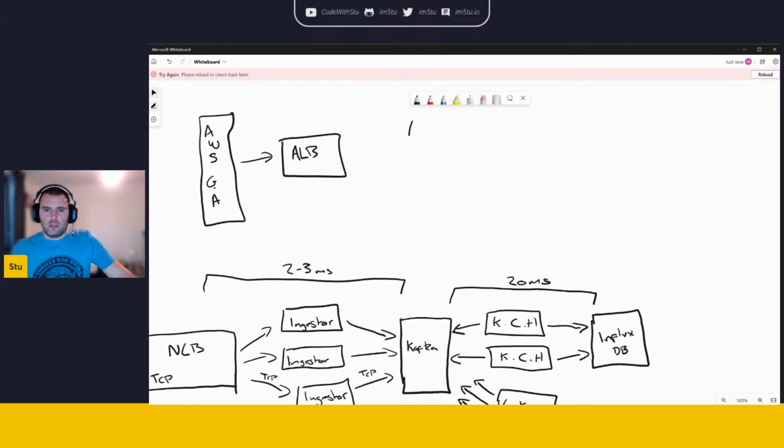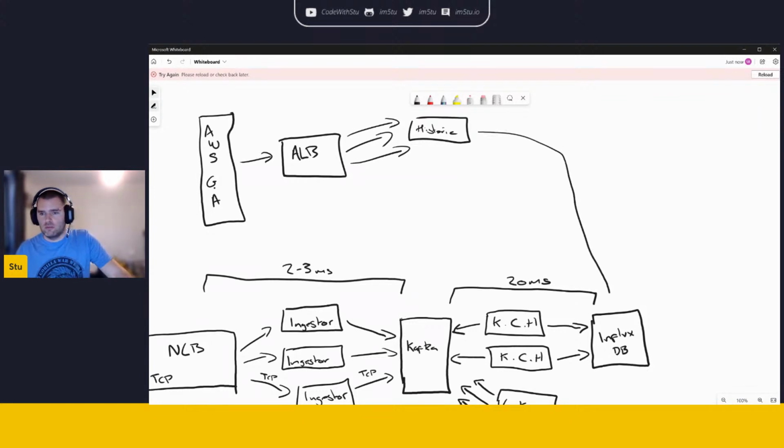So now we're going to go onto our historical API. I'm just going to draw a couple of arrows to simulate that we'll have multiple instances of this. And that historical API is going to need to talk to our Influx database.